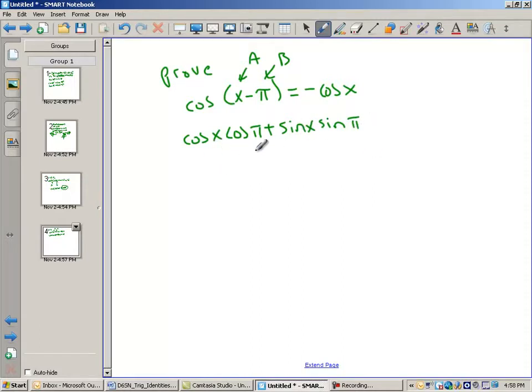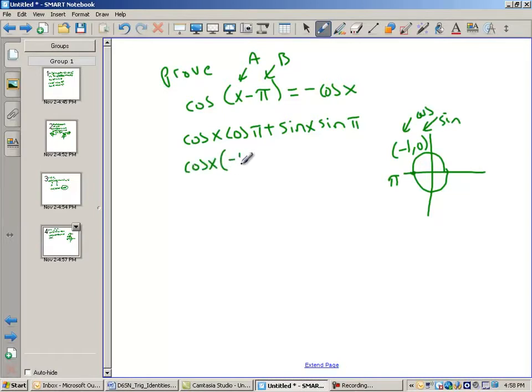So let's see if we can answer any of this. I need to find cosine of pi. That's an angle that I can actually find the cosine of, and the sine of pi. And from our little unit circle here, pi is over here on the negative x-axis. That ordered pair is -1, 0. The first number is the cosine. The second number is the sine. So cosine x times the cosine of pi, which is -1, plus the sine of x times the sine of pi, which is 0, works out to be -1 times cosine, or negative cosine.